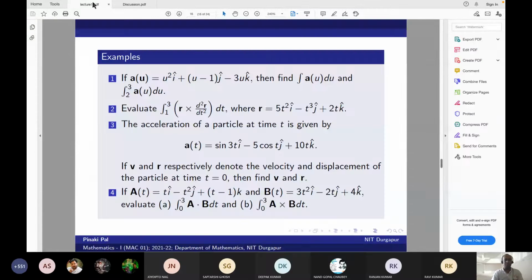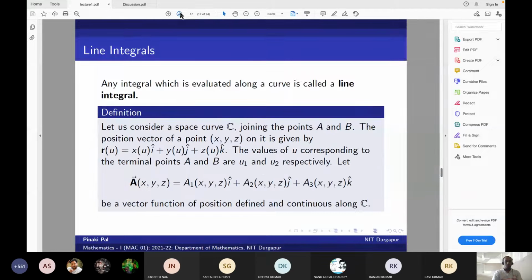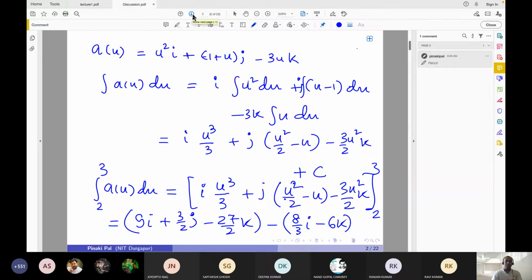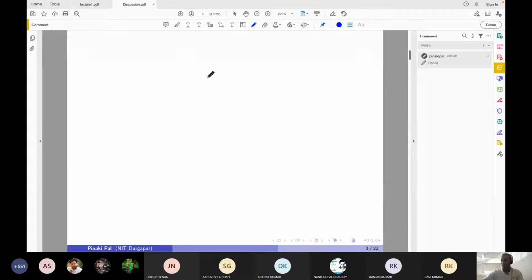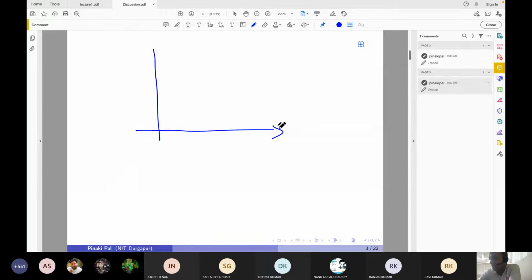So this is as simple as this. Now we will introduce a little bit new concept which is known as line integral. Before defining this line integral we have to recall the concept of integration of a function of single variable. So what is the basic concept? That basic concept we will translate for a vector function, and we will define line integral.